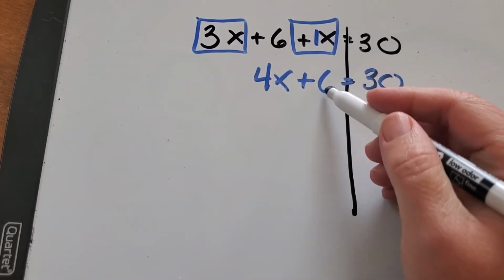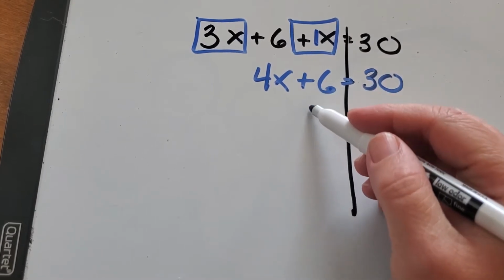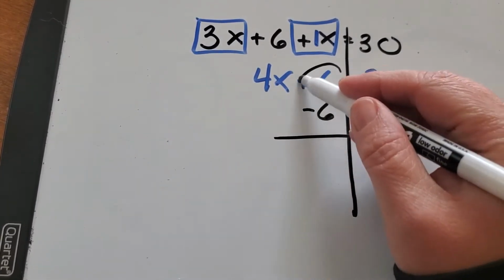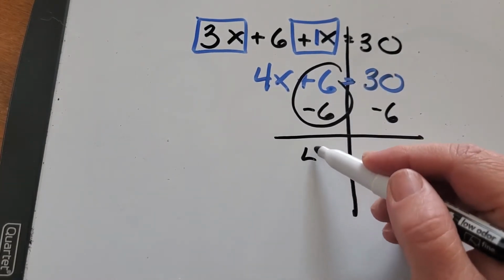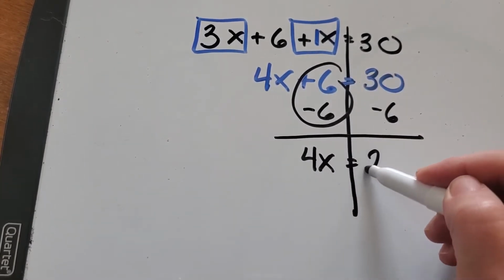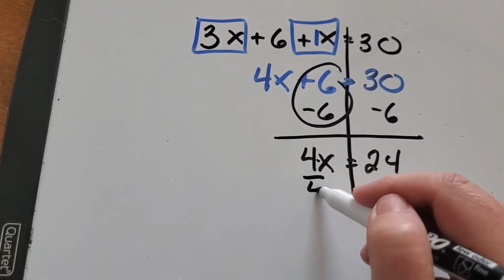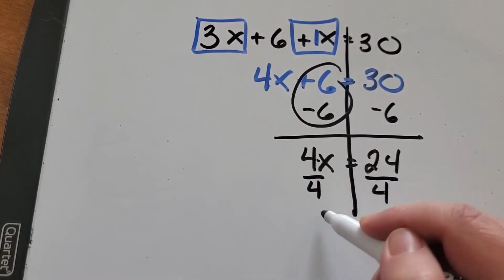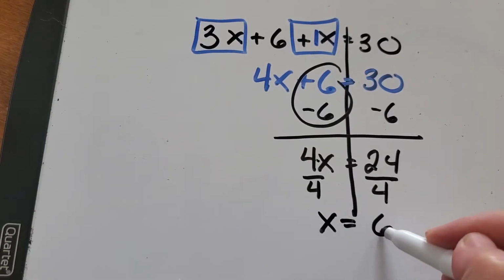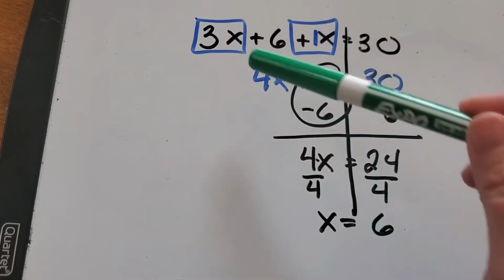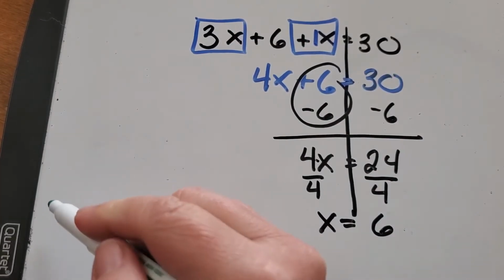Get rid of the constant first, the number that doesn't have the variable, by subtracting 6 from both sides. You get 4x equals 24. Then you can get rid of that 4 that's being multiplied by dividing both sides by 4, and you get x equals 6.